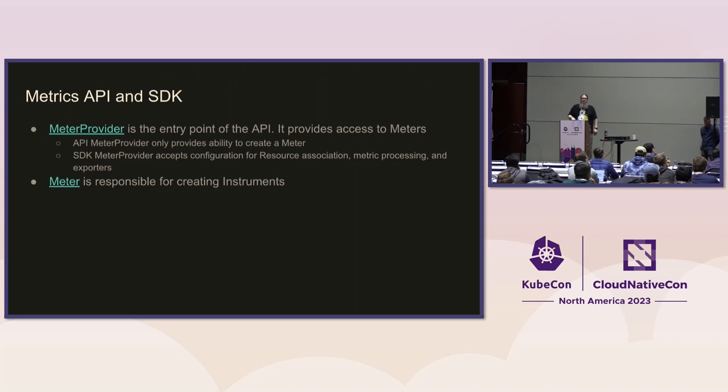The meter itself is responsible for creating instruments, and instruments are the things that actually record observations. So a meter, you will typically have one per library. So if you've got an HTTP library, it will have its own meter, which might associate some information relevant to that library to all of the instruments that it creates. And you might have a separate one for your database library that associates some different attributes to all of the observations for your database.